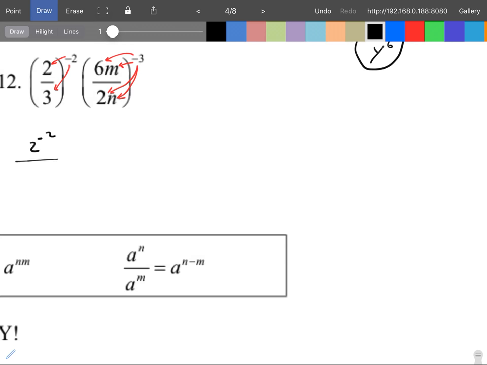So that's going to give me, in the first fraction there, 2 to the negative 2 over 3 to the negative 2. And then the second fraction, I'm going to have 6 to the negative 3 power, m to the negative 3 power. And in the denominator, I'll have 2 to the negative 3 power, and I'll have n to the negative 3 power.